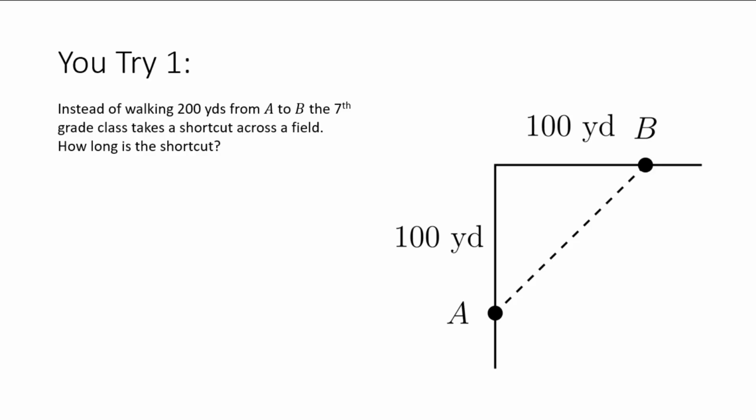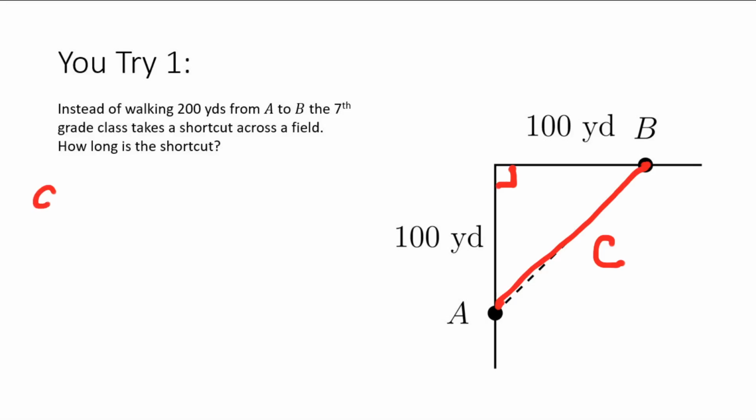Now that you've tried it on your own, let's do it together. Instead of walking 200 yards from A to B, the 7th grade class takes a shortcut across a field. How long is the shortcut? So this is the hypotenuse. I can tell because it's across from the right angle. And I'm going to call it c.